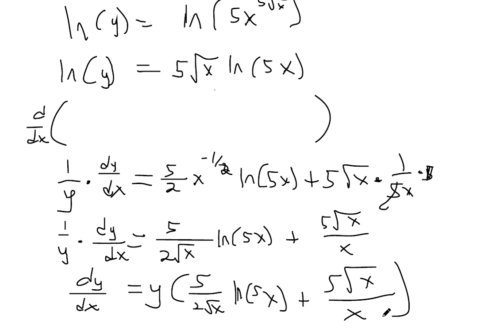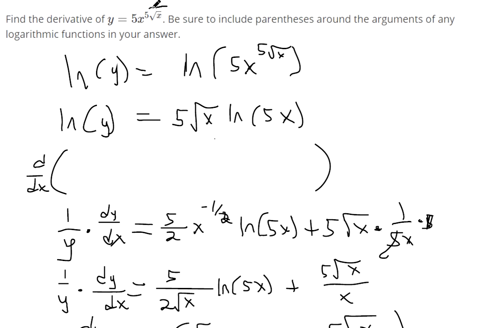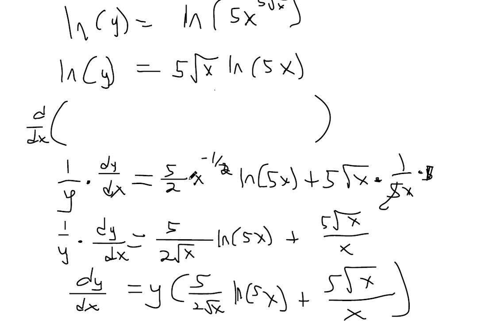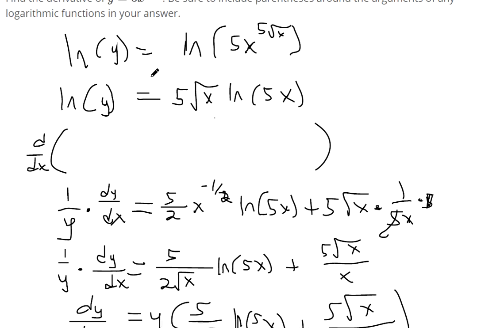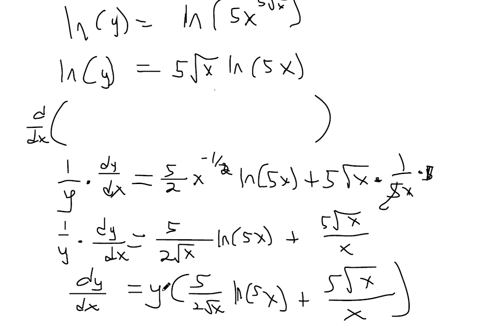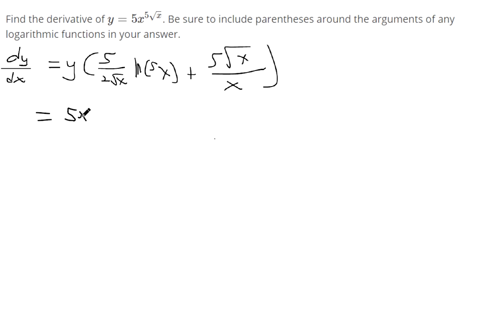And if you wanted to express this derivative in terms of just x, well, we know what y is in terms of just x. You can just replace this y with 5x to the 5th root of x power. So let's do that. 5x to the 5th root of x. And then, here, let's put that back as this form.